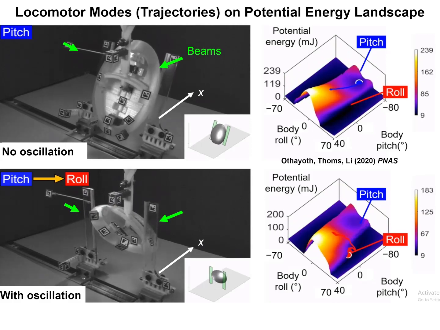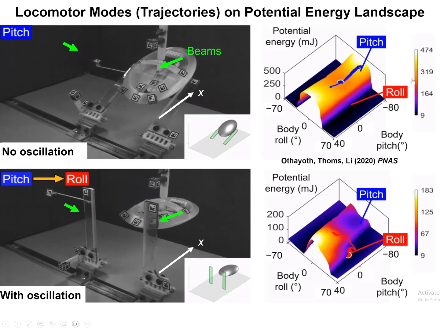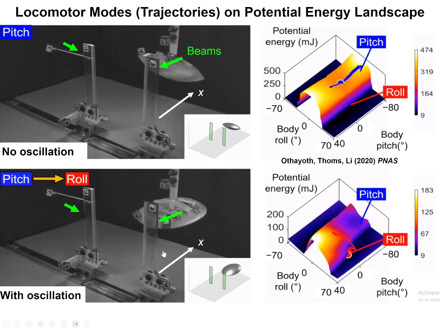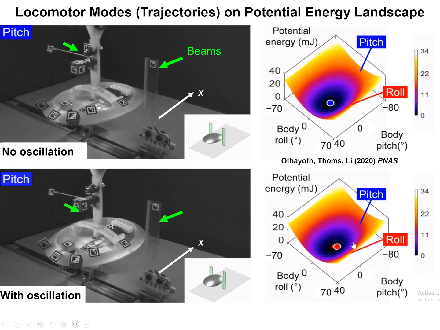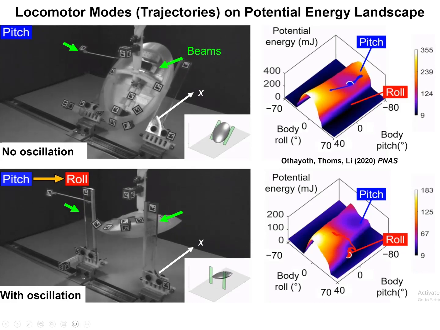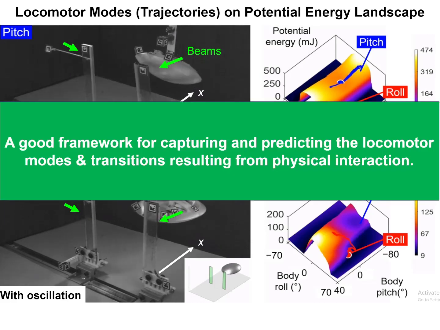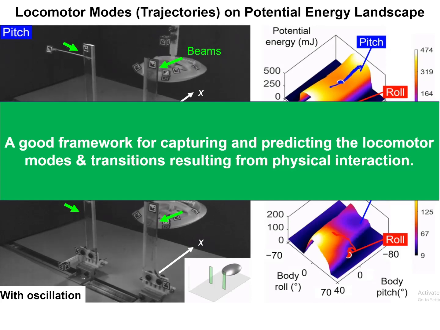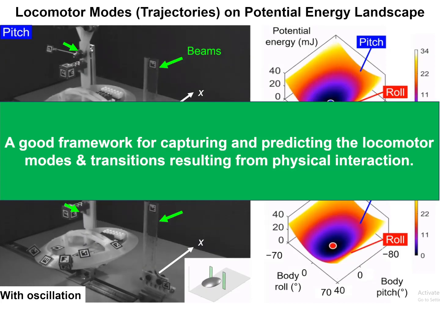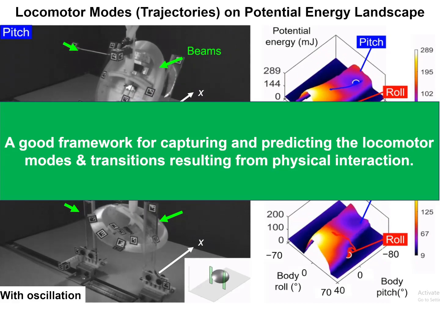On the top, the robot stayed in the pitch mode because without oscillation it was trapped in the pitch basin. Below, the robot quickly transitioned to the roll mode because with sufficient oscillation, the robot got enough energy to overcome the transition barrier to escape from the pitch basin to the roll basin. This example shows that potential energy landscape modeling is a good framework for capturing and predicting the locomotor modes and transitions resulting from physical interaction.